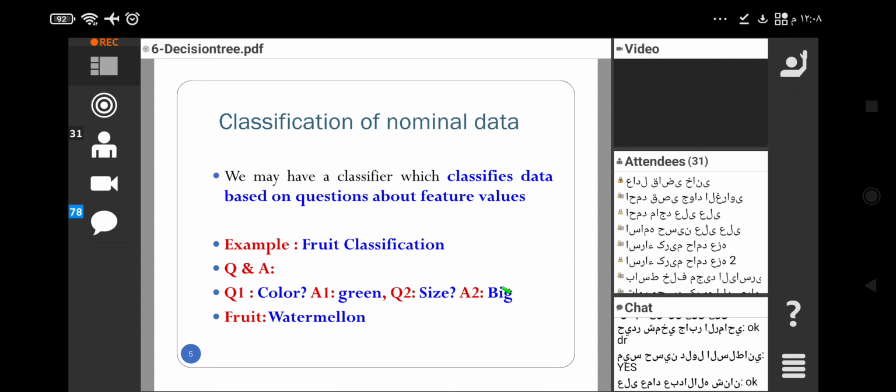So in the test phase, we want to classify a data, a fruit. We do the classification based on some questions. What is the color? What is the size? And based on these questions, we do the classification. Do you understand?